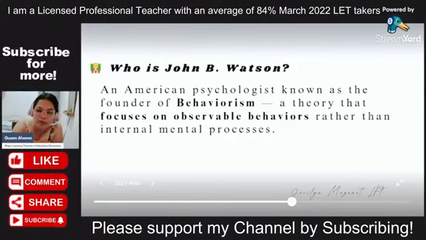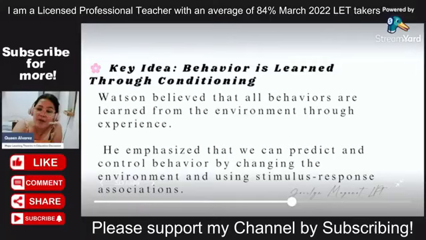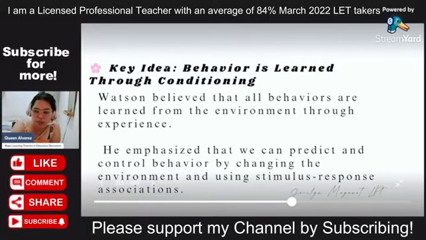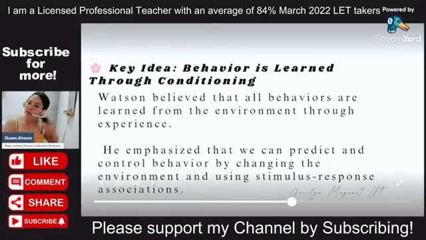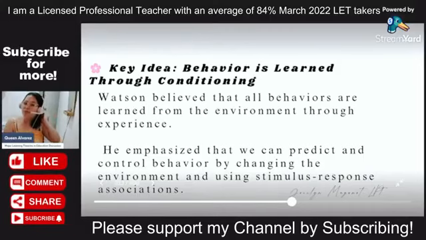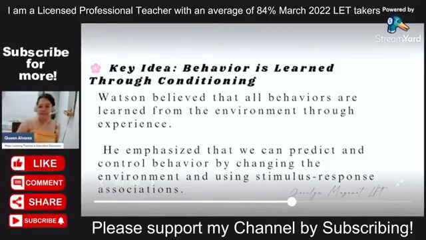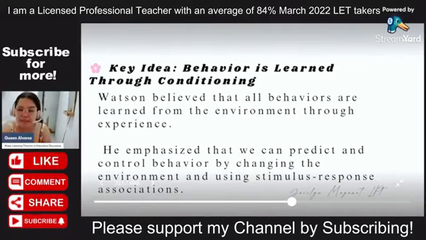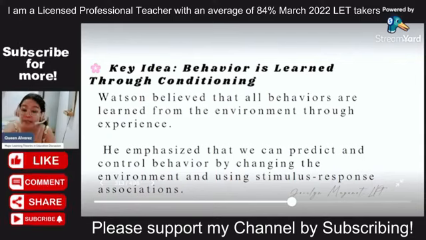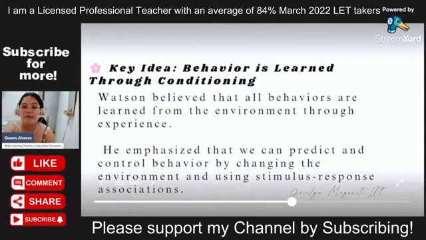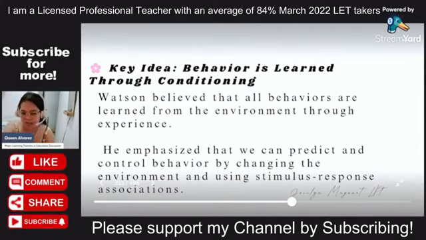So, John Watson focused on observable behaviors. The key idea: behavior is learned through conditioning. Watson believed that all behaviors are learned from the environment through experiences. He emphasized that we can predict and control behavior by changing the environment and using stimulus response association.